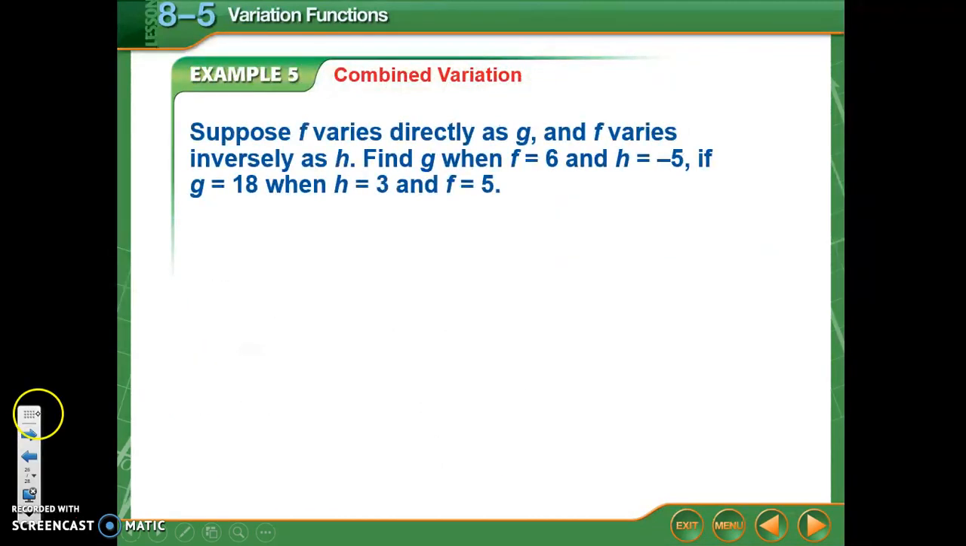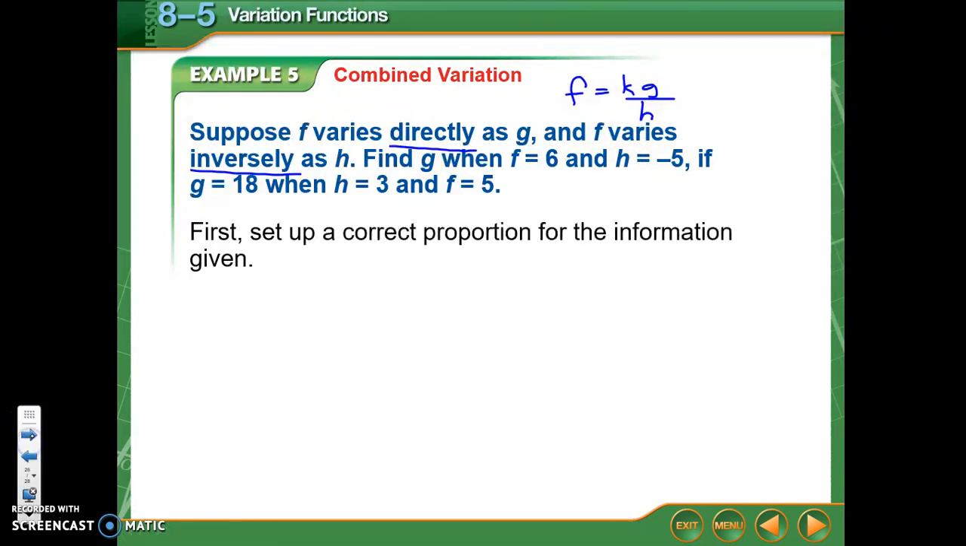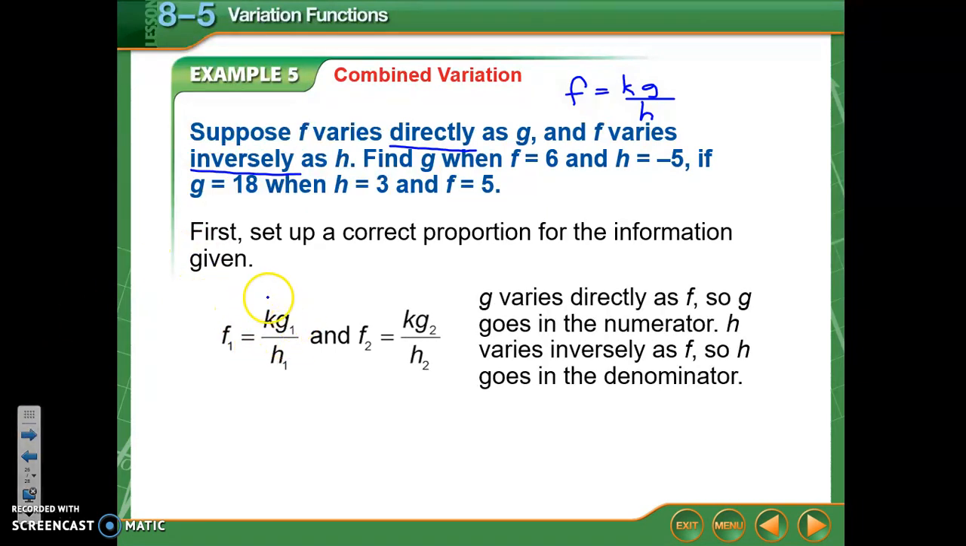All right, last but not least, combined variation. In this case, you'll see it's combined because we have direct variation and inverse variation in the same problem. So we're saying F varies directly as G and inversely as H. So basically, this is what our equation is looking like. So we're going to set up a proportion for this information. This is what my first equation would look like, right? F varies directly as G and inversely as H, both times, right? Here's my first set of information, my second set of information.